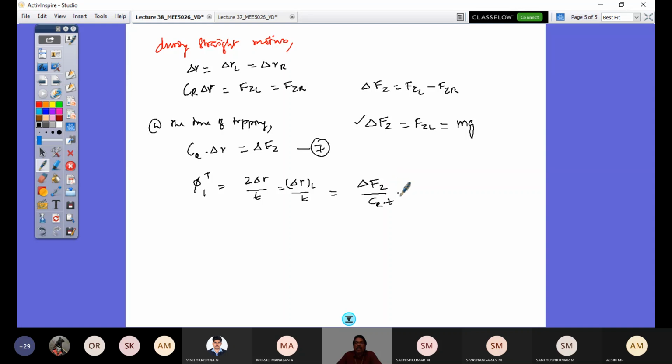CR into T. So what is delta FZ? Delta FZ is FZL itself. FZL itself by CR into T. So FZL is nothing but mg. So mg by CR into T. So that's equation 8. So the roll angle threshold value is the weight divided by CR, the vertical stiffness of the tire, into T. This is equation 8.